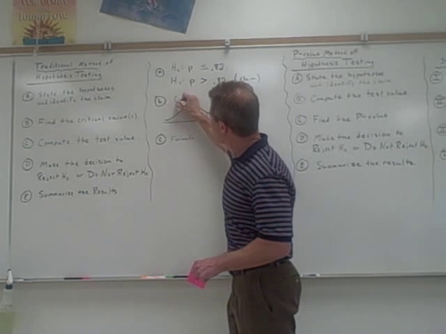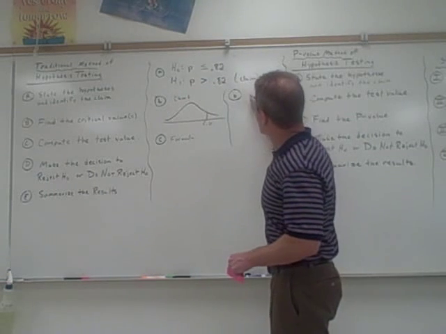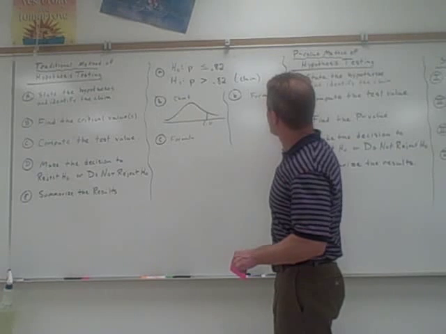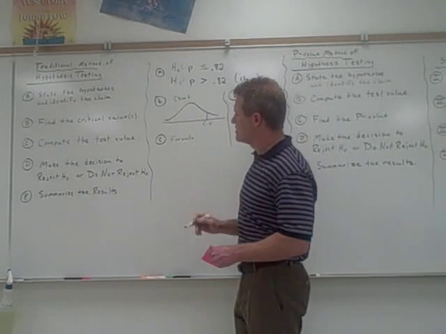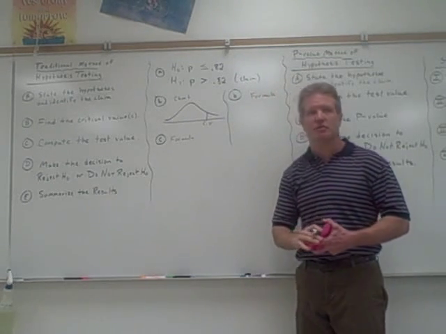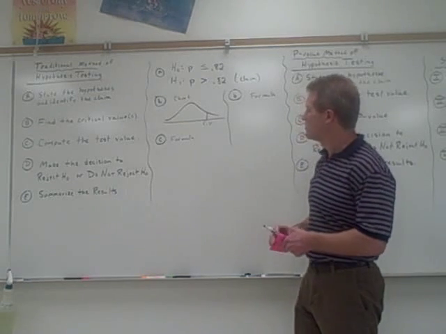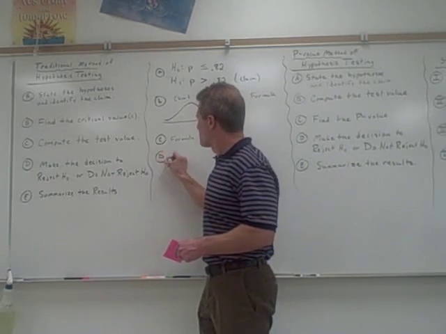Here you're going to use a chart. So up here you start with a formula if you're doing the p-value method. Okay? And you're going to find z, t, or chi-squared, or in this chapter we're even going to learn how to find an F test value. Part D.